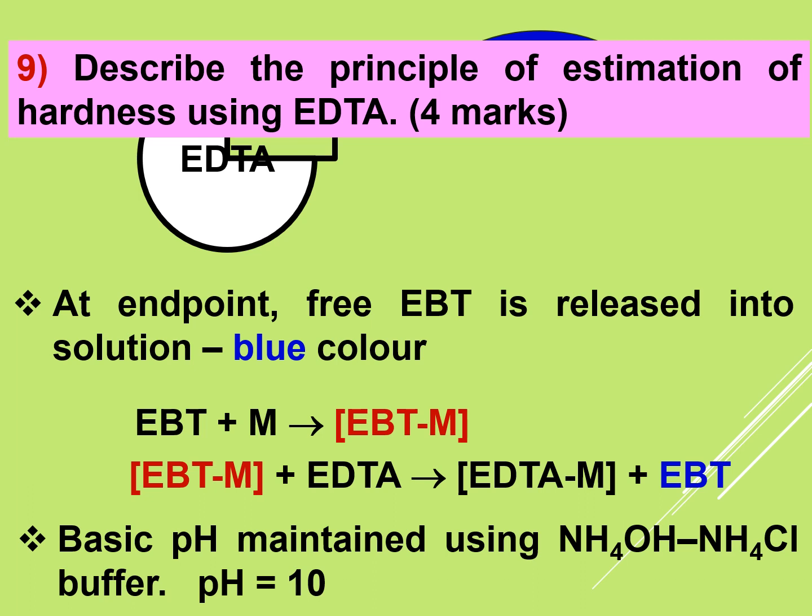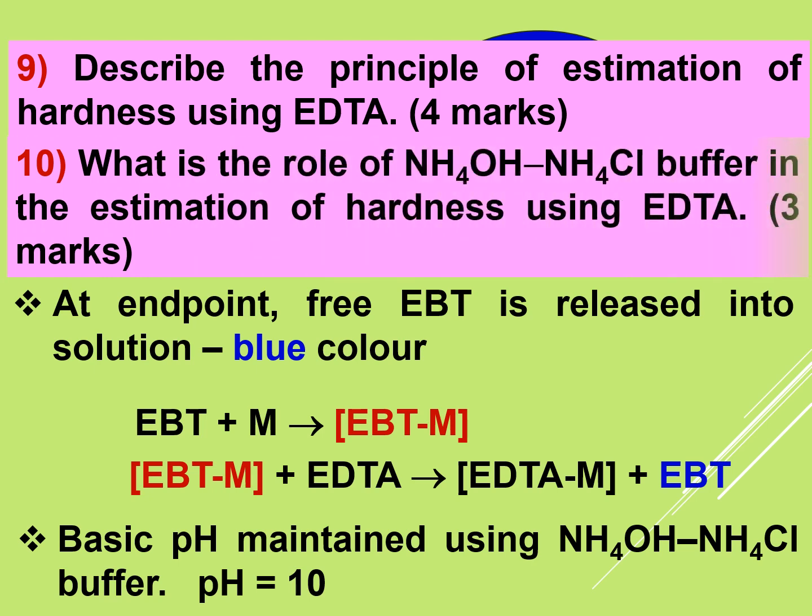Now how can we practically do it? Another important question: what is the role of ammonium hydroxide, ammonium chloride buffer in the estimation of hardness using EDTA? So ammonium hydroxide, ammonium chloride buffer provides a pH of 10. In that pH, EDTA forms a stable complex and EBT forms a wine red color. That is important. The EBT indicator forms a wine red complex with the metal, and the EDTA forms a more stable complex with the metal. That is the important point.